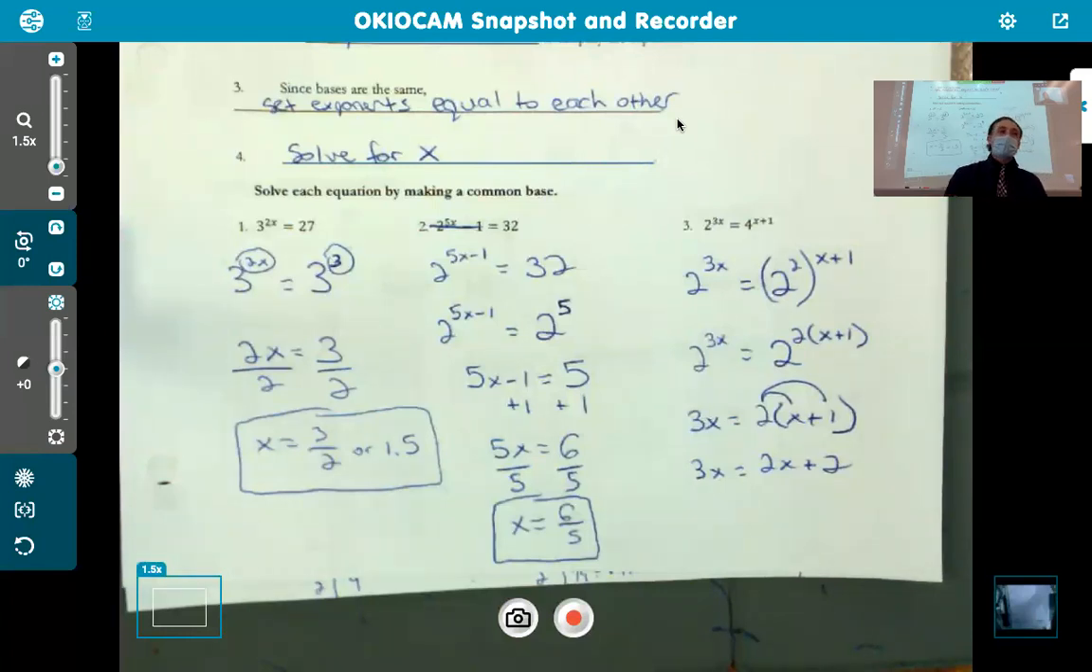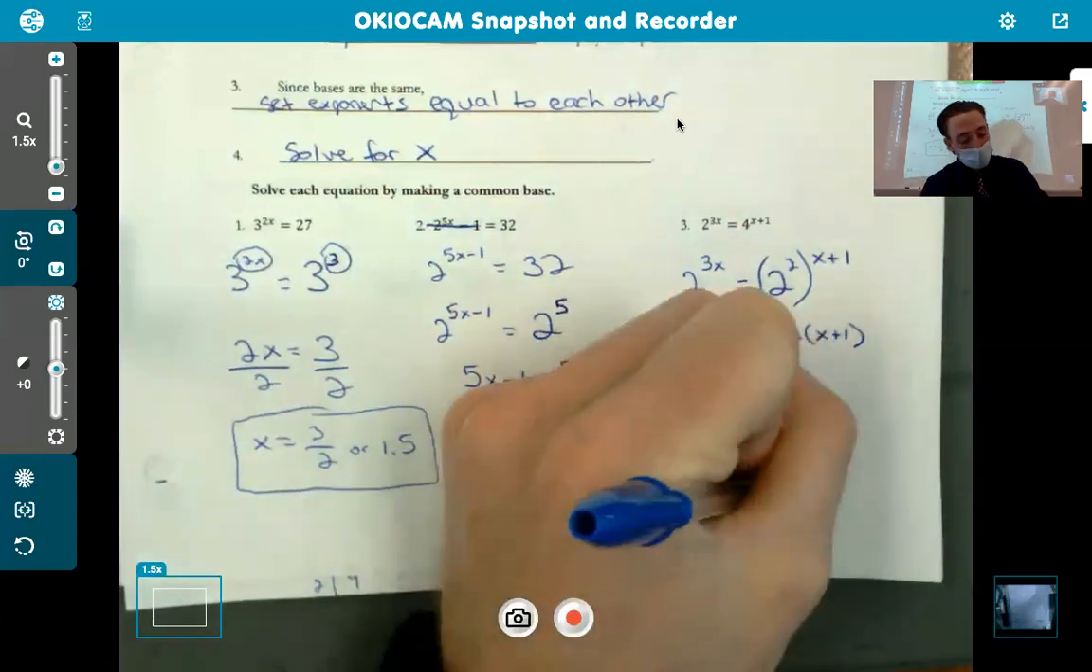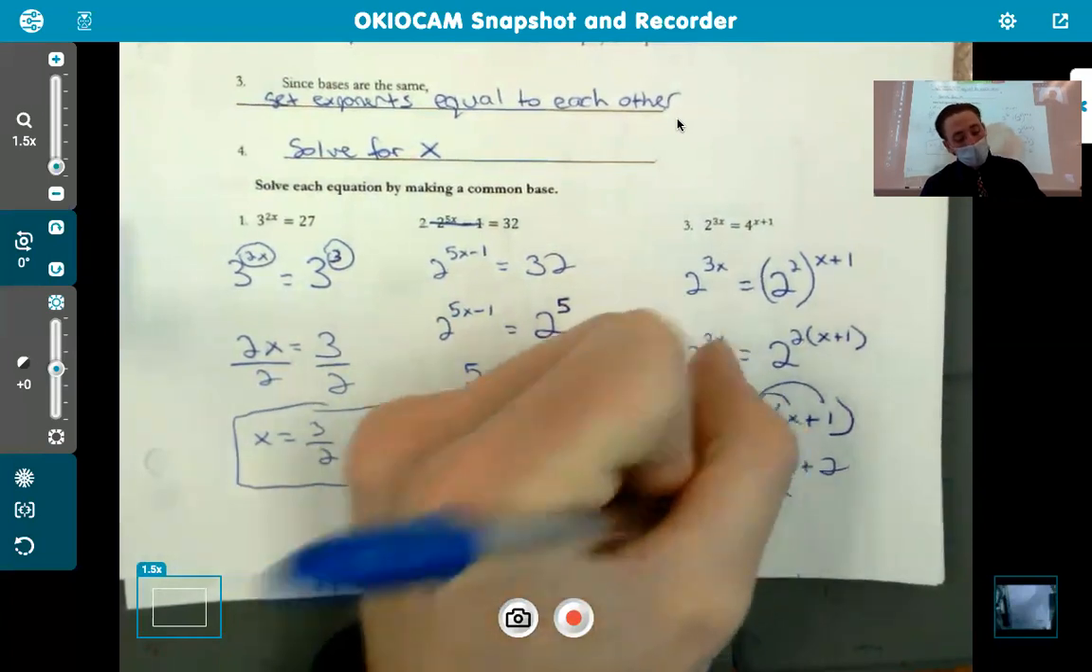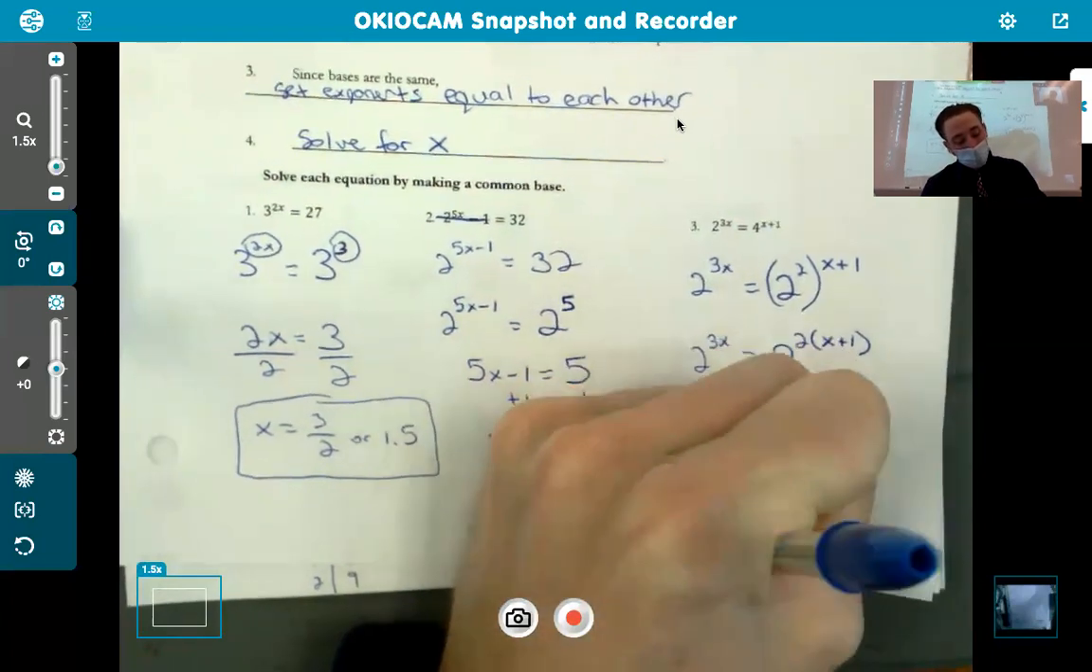And again, our main objective was to make sure that I have that easy linear equation, that 1 or 2 step equation to solve. So what should I do now in order to get x by itself? Subtract 2x on both sides, right? So I get x is equal to 2. Good.